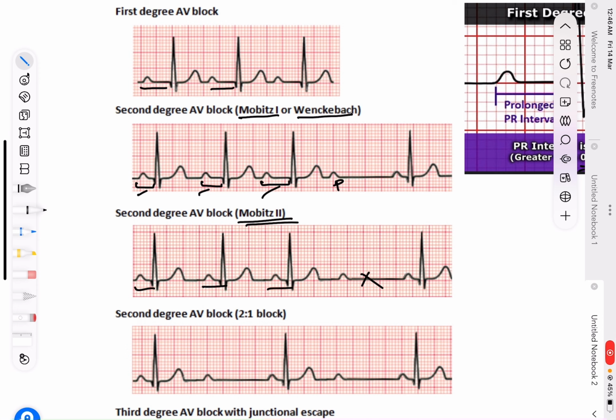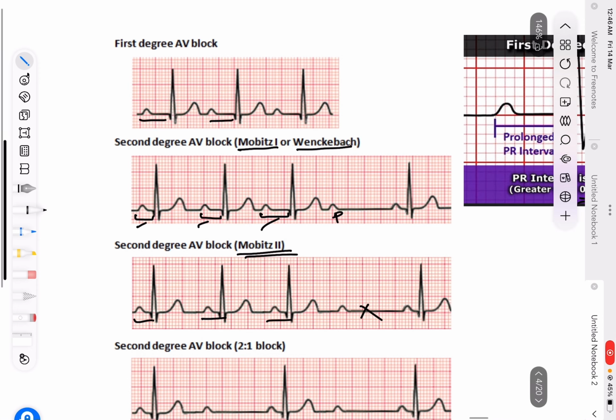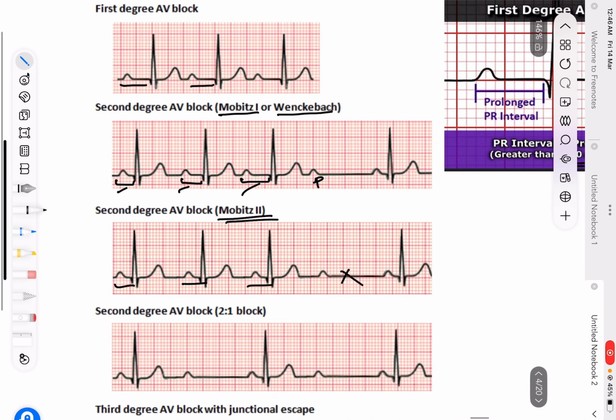So in first degree heart block, every P wave is followed by a QRS. But in second degree, all of the P waves are not followed by a QRS. Now, it can be type 1 or it can be type 2. In type 1, the PR interval is progressively getting prolonged, and then there is a sudden drop. In type 2, all of a sudden there is a signal drop.